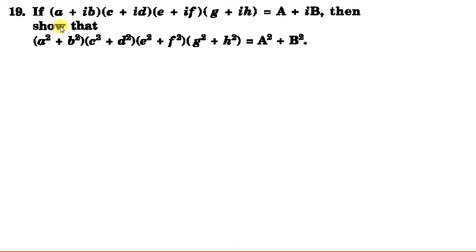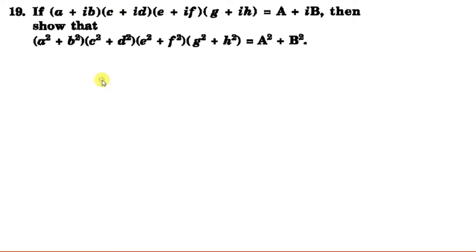Now next one is, if (a plus ib) into (c plus id) into (e plus if) into (g plus ih) equal to a plus ib, then show that (a square plus b square) multiplied by (c square plus d square) multiplied by (e square plus f square) multiplied by (g square plus h square) equal to a square plus b square.